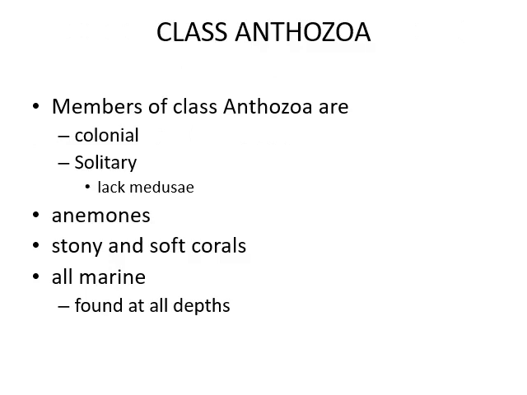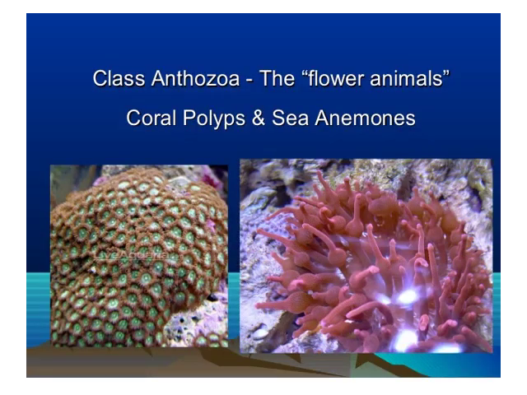Class Anthozoa. The members of this class are colonial, some are solitary, and lack medusae. Sea anemones, stony corals, and soft corals are examples, and they all are marine and found at depths in the ocean. Here you can see the class Anthozoa, the flower animals, the coral polyps, and the sea anemone. You can just imagine that it is just like a flower, not an animal. Or you can use them for ornamental purposes.